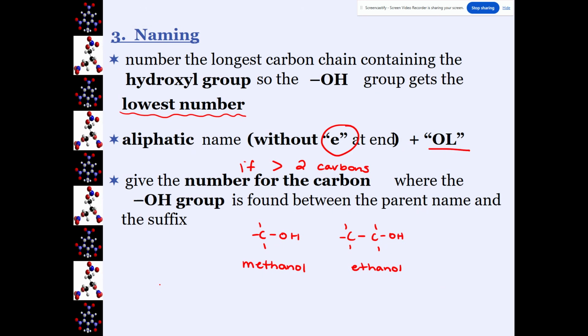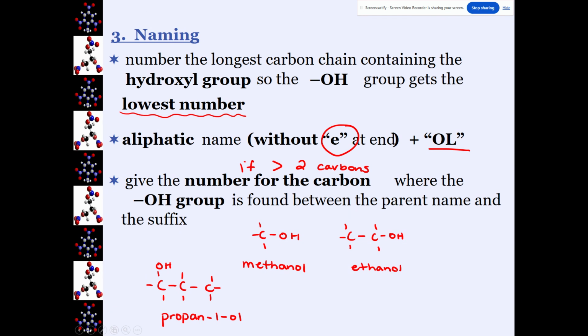But if you have 3 or more carbons, then you have to say where the OH is. Okay, because it could be on carbon 1 or on carbon 2. So the name of this would be propan-1-ol. Okay, drop the E, put a number where the OH is, and end with OL.